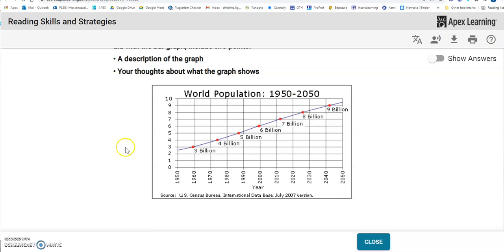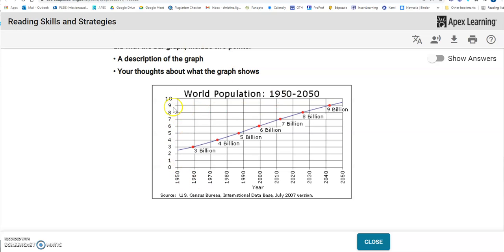Now this is a line graph. It is very similar to a bar graph in that it has the X here and the Y here, and that we have to read the title to understand. So looking at the title, it says world population from 1950 to 2050. Since it's not 2050 yet, I can assume that this is going to give us information about how many people were in the world from 1950 to 2050.